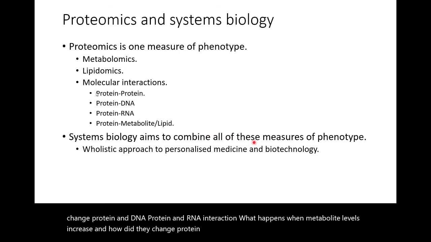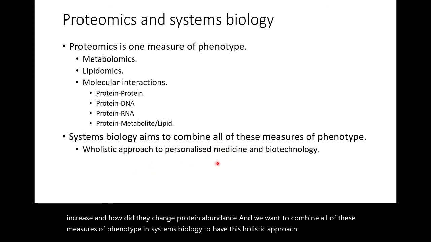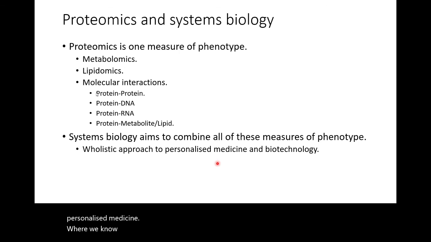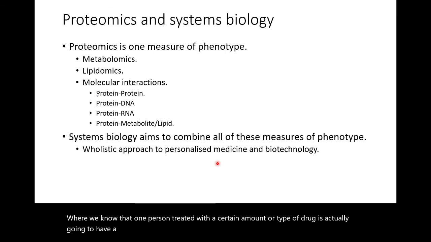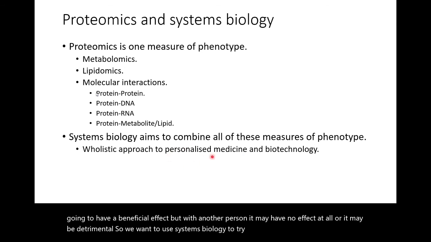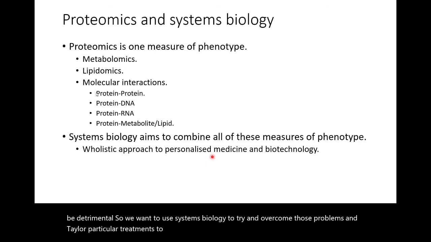And we want to combine all of these measures of phenotype in systems biology to have this holistic approach to personalized medicine, where we know that one person treated with a certain amount or type of drug is going to have a beneficial effect, but with another person, it may have no effect at all, or it may be detrimental. So we want to use systems biology to try and overcome those problems and tailor particular treatments to particular people by examining their blood, their urine, their saliva, proteome, metabolome, lipidome.